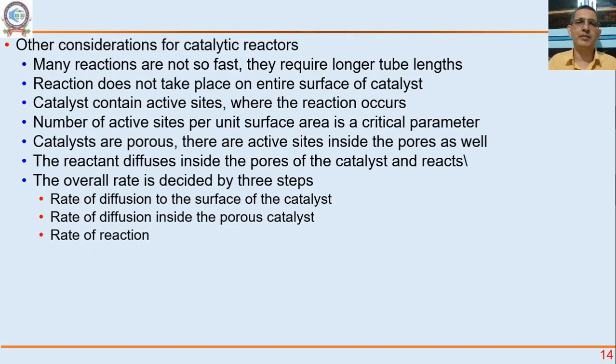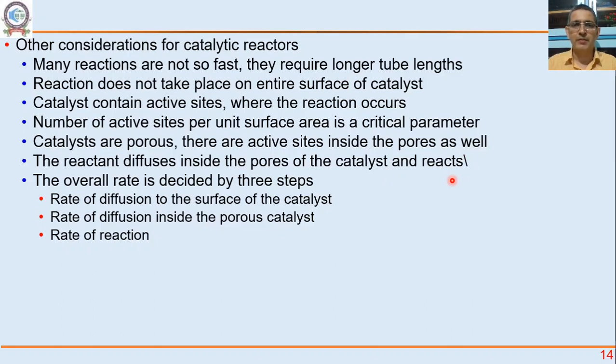Again, some considerations for your later courses. Many reactions are not so fast. They require longer tube lengths, right? So the reaction does not take place on this entire surface. The catalyst contains active sites, let's say platinum. That's where the reaction is happening. Platinum is not going to be across the whole surface. Platinum is going to be only in selected places on the surface, so that's where the reaction is occurring. The number of active sites per unit surface area is therefore a critical parameter. And sometimes these catalysts are porous. There are active sites inside the pores as well. That means the reactant now has to diffuse inside the pores of the catalyst and then react.